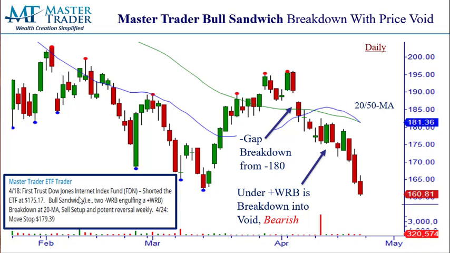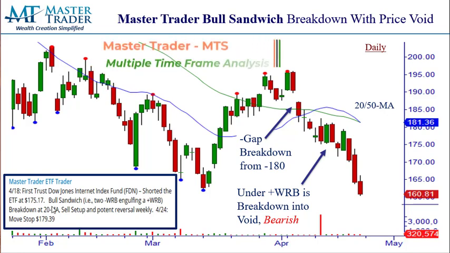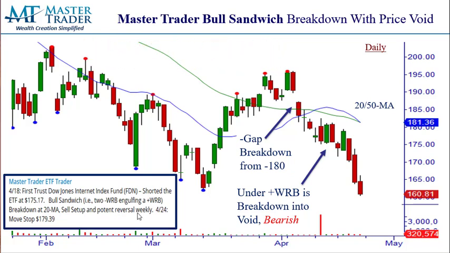So bull sandwich, as we just learned, you got two wide range bars engulfing a bullish WRB. I got a breakdown at the 20 MA, and I got a sell setup and potent reversal on the weekly. This is what we teach right in our seminars, and we teach you how to do this for yourself. It's the old axiom. We teach you how to fish. We teach you how to scan for these. We teach you how to assess the quality, teach you how to enter them, and teach you how to manage them.